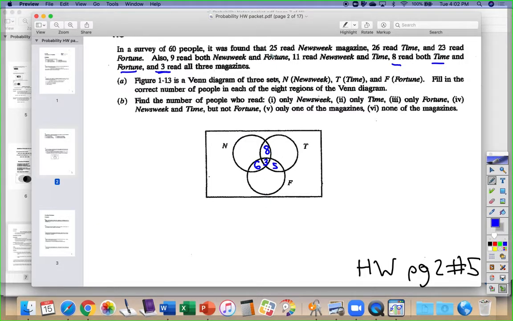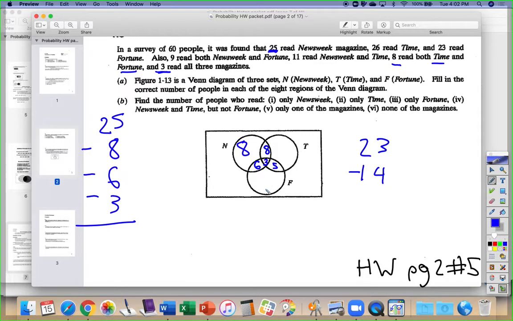So if 60 read Newsweek, 25 read Newsweek. 25, take away 8, take away 6, take away 3, leaves me with just 8. And then Fortune on the bottom is 23. Well, 23, take away 6, 5, 11, 14, leaves me with 9.